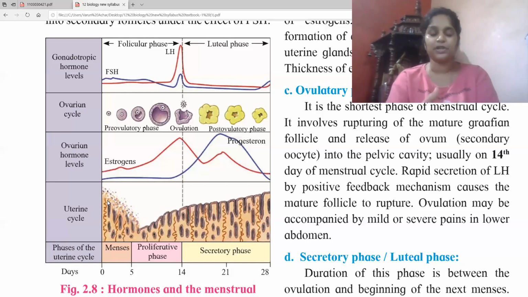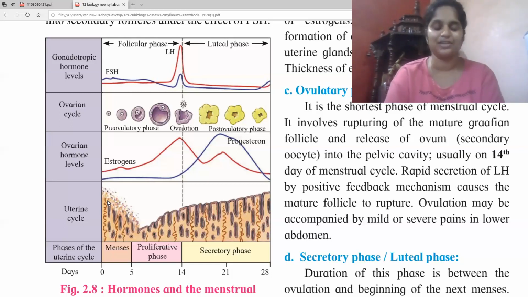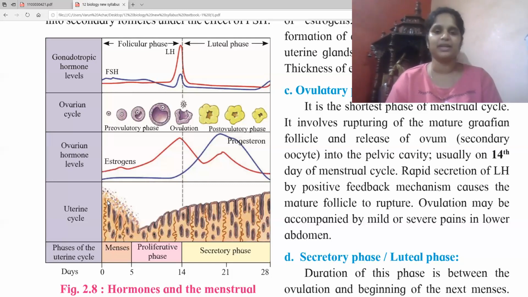This particular phase is also said to be the funeral of the unfertilized ovum, or it is said that the uterus is crying for the death of the unfertilized ovum. Sorry, not the fertilized ovum, the unfertilized ovum. So the uterus is basically weeping. Such analogies have been given for this phase in many biological books by many writers.